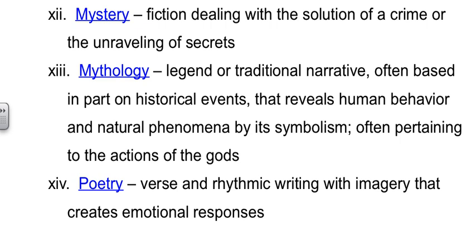Poetry is the next one. Poetry is verse and rhythmic writing with imagery that creates emotional responses. Again, not too likely to read poetry in this course, but just so we know it's out there as a genre.